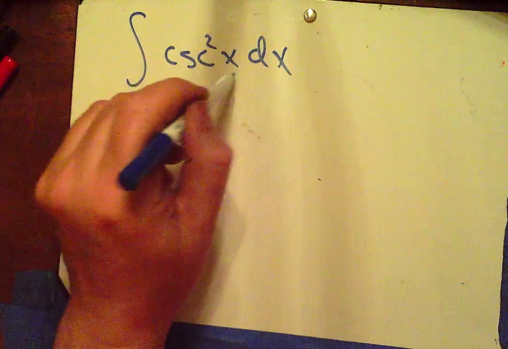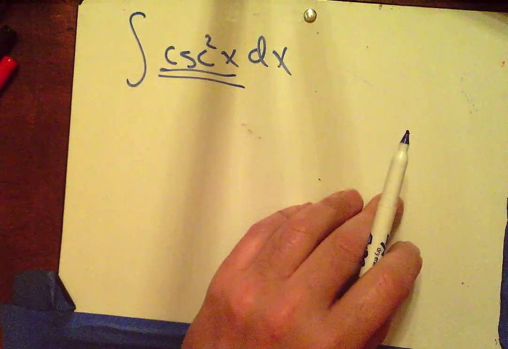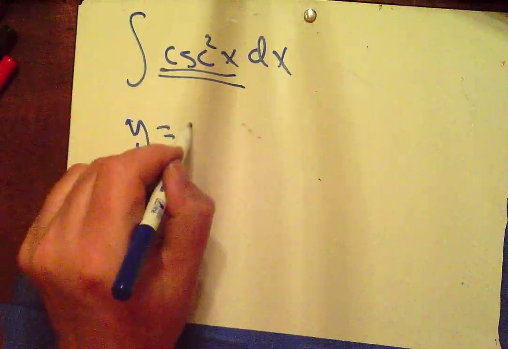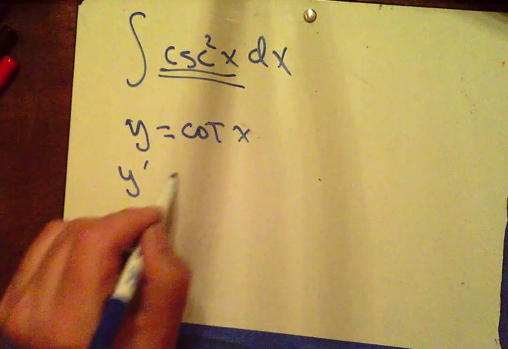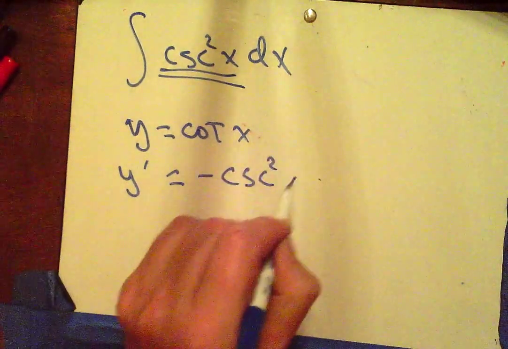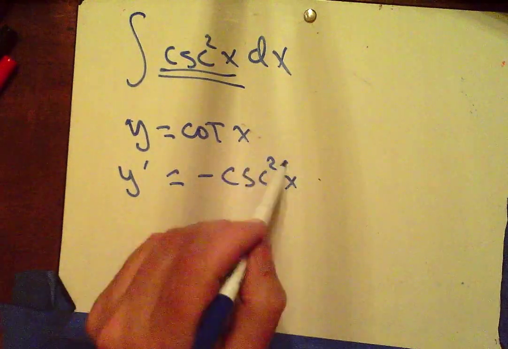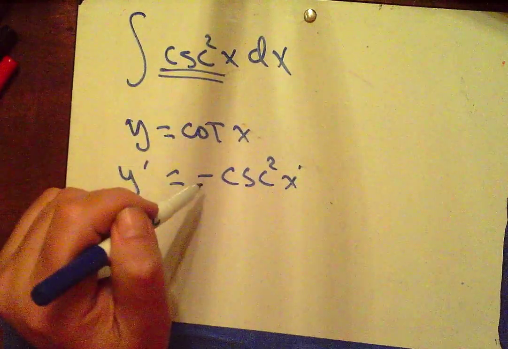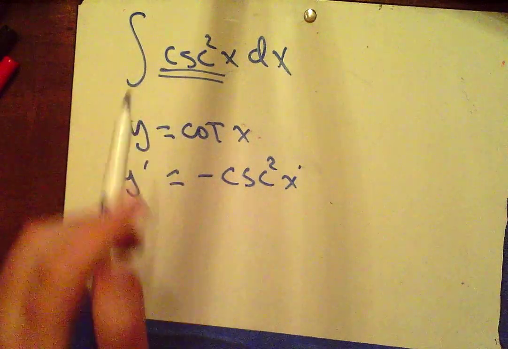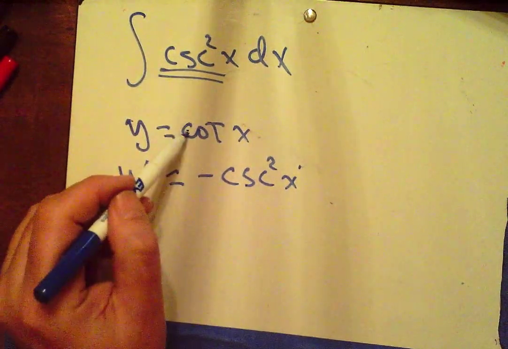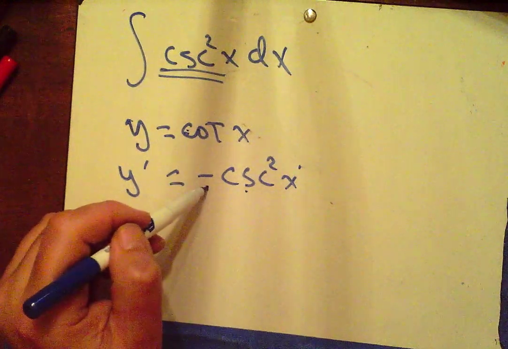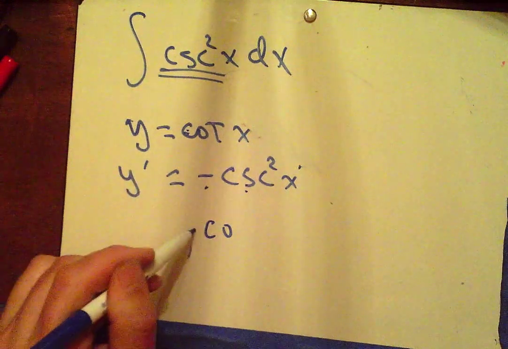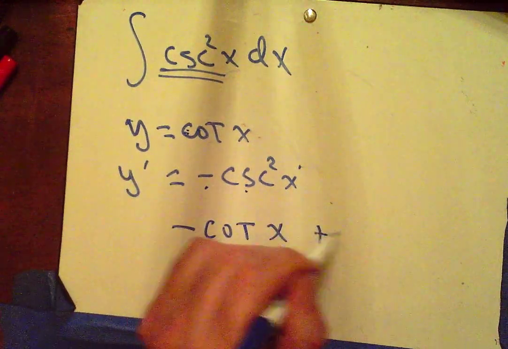Yeah, that's right. We should recognize that as someone's derivative, or at least most of someone's derivative. Remember, if y equals cotangent x, then y prime is negative cosecant squared x. So I don't have to replace anything, I can just say, I know that your derivative is this, and I'm just missing that minus. So I think I've got minus cotangent x plus c.